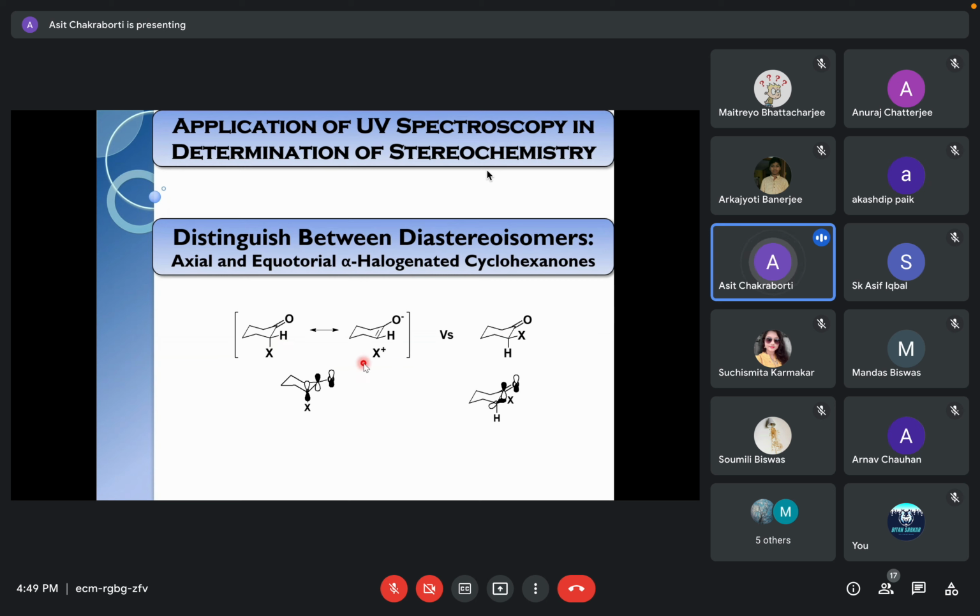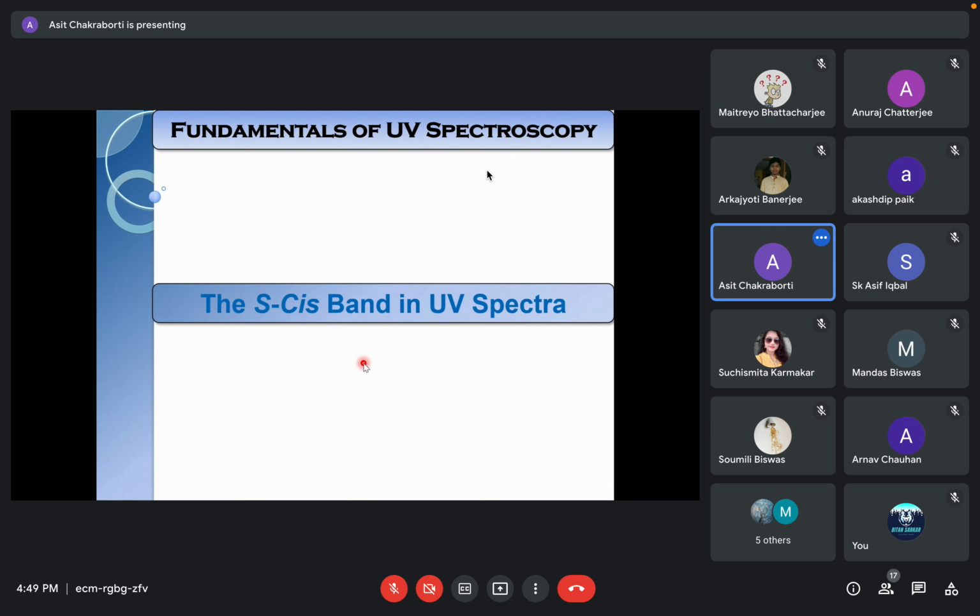In the same way, IR can be used. When we go to the carbonyl compounds, we will take a few examples of them. The most prominent example of the stereochemical implication for UV spectra is this one. There is a band in the UV called the S-cis band. Was it taught to you?